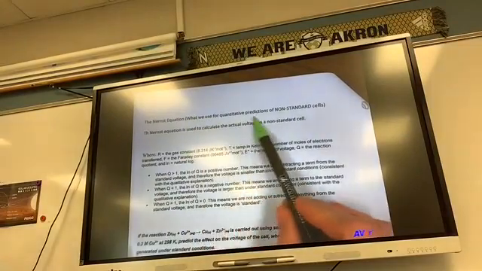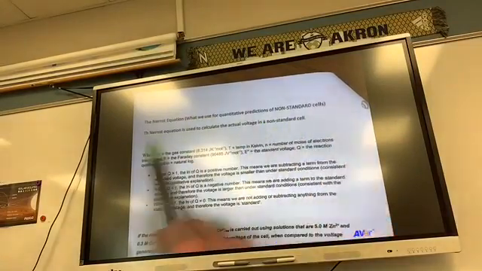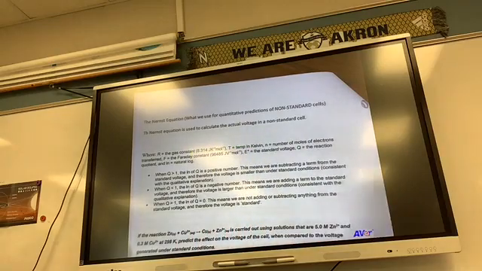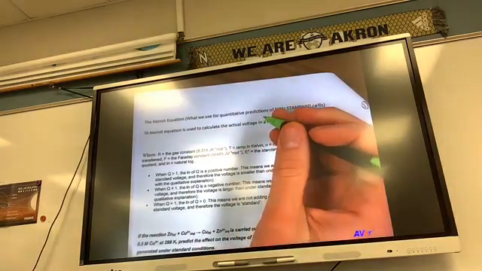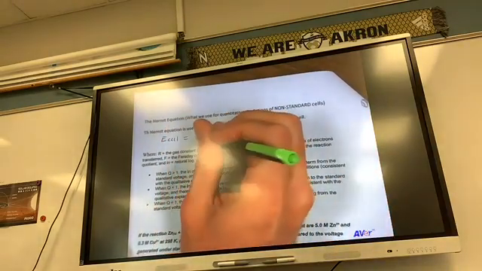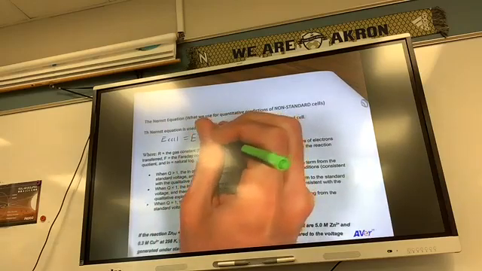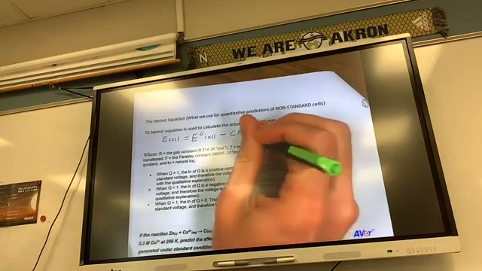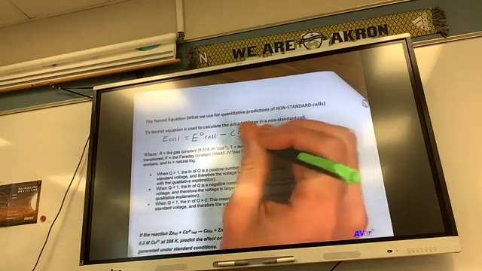What we use for quantitative predictions of non-standard cells. The Nernst equation is used to calculate the actual voltage of a non-standard cell, and you guys have seen this partly. Well, you've seen all parts of this. So this is E cell equals E standard cell minus (RT over nF).